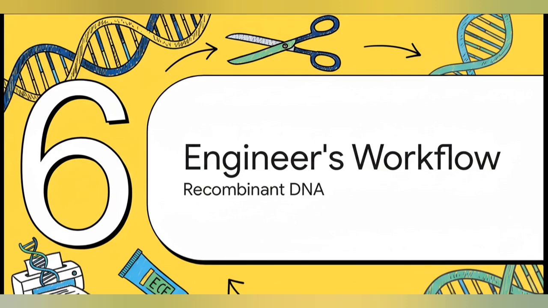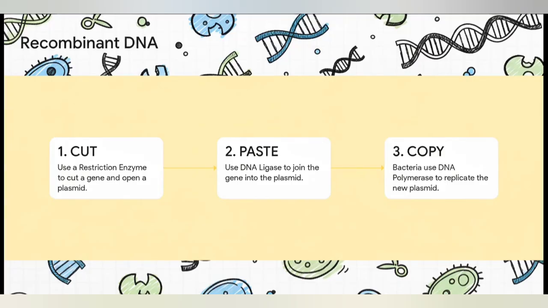So, we've seen all the individual tools. Pretty cool, right? But how do they all come together? Let's walk through a classic genetic engineering workflow. Okay, this is where it all comes together. First, you cut. You use a restriction enzyme, our molecular scissors, to snip out your gene of interest, and you use it to cut open a small circular piece of bacterial DNA called a plasmid. Second, you paste. You take your DNA ligase, the glue, and you stick your gene right into that open plasmid. And finally, you copy. You pop that new hybrid plasmid into bacteria, and they do all the hard work, using their own DNA polymerase to churn out millions and millions of copies for you.